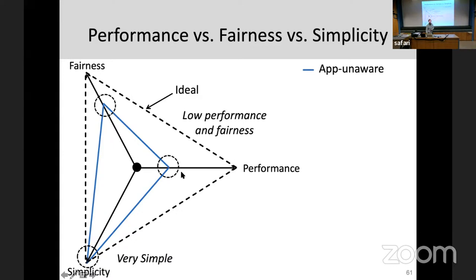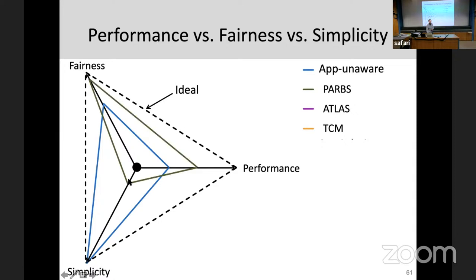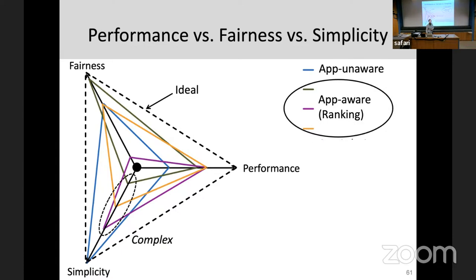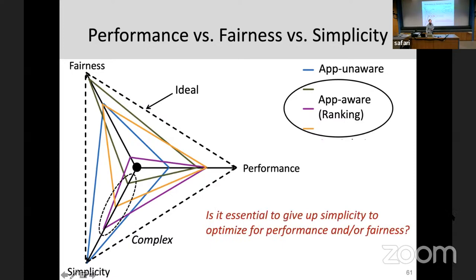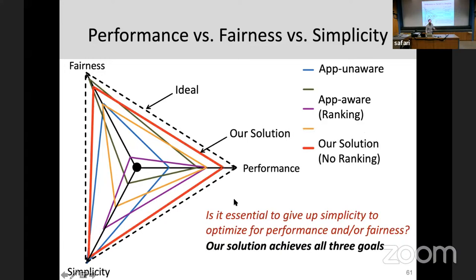Okay, we already said that. These other application-aware schedulers are not simple, as you can see. They're all different and have different shapes, but it's definitely true that they're not simple. They're complex, but they provide better fairness and better performance than FR-FCFS, as we have shown. Now the question is: is it really essential to give up simplicity to optimize for performance and fairness? And this goal basically identifies that it's not. It's one of the simplest schedulers. It's not the most fair, but it also turns out to be the highest performance, at least in the workloads that we've tested.